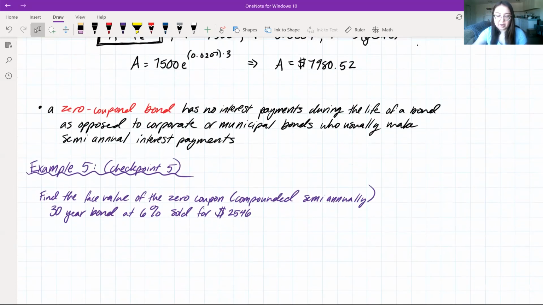Now we want to talk about a zero coupon bond. A zero coupon bond has no interest payments during the life of a bond, as opposed to corporate or municipal bonds, which usually make semi-annual interest payments.